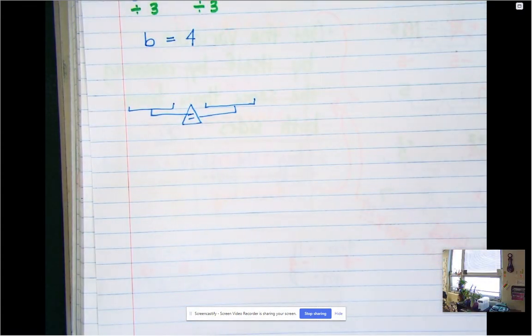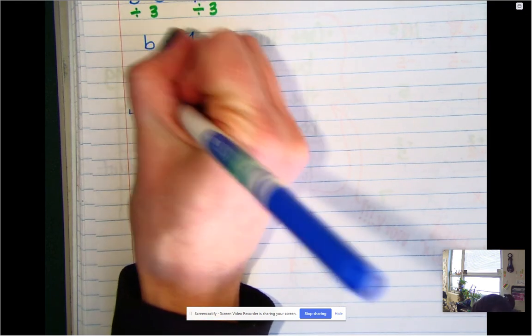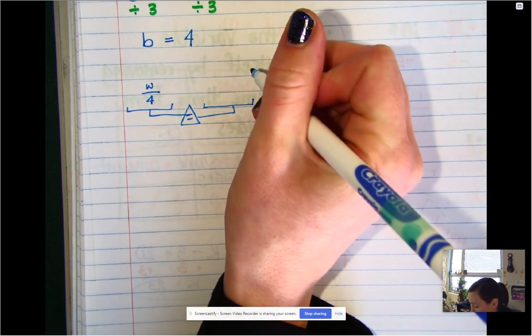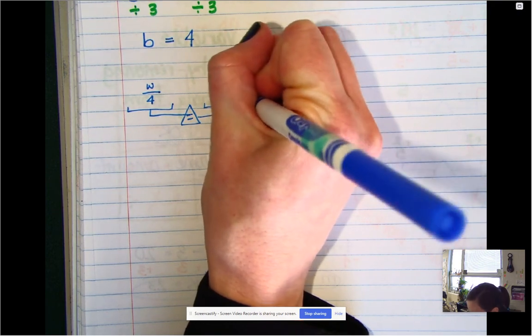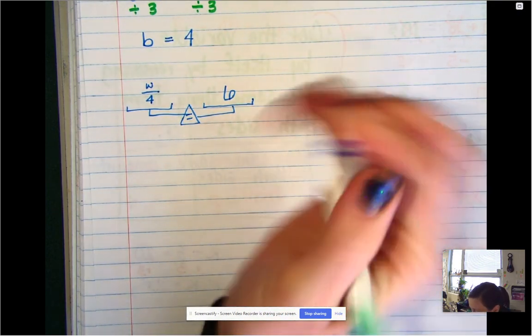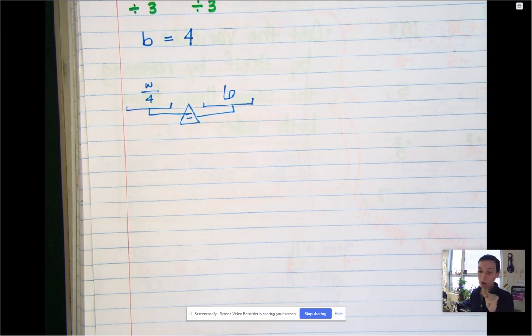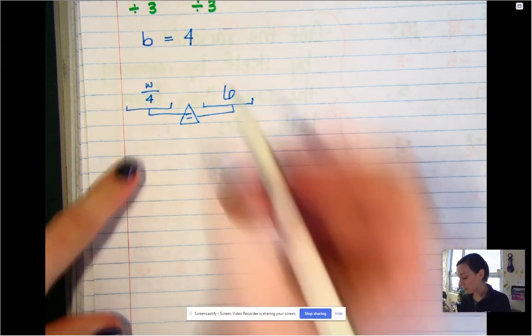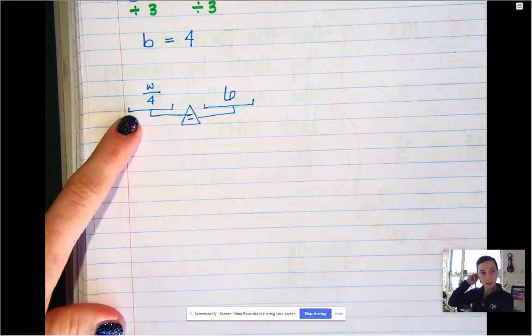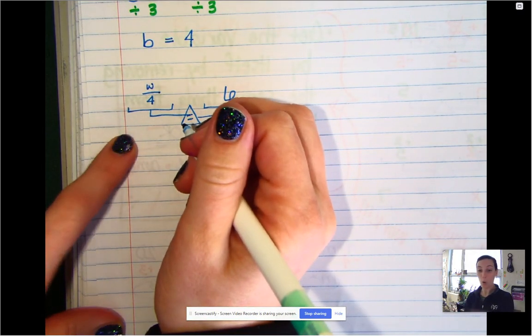So let's say, for an example, W divided by 4 is the same as 6. So right now we have that if I take W and I split it into 4 pieces, one of those pieces would equal 6. Well, I want to know what a whole W is. So I'm going to multiply this by 4 because then I'm going to end up with a whole W.